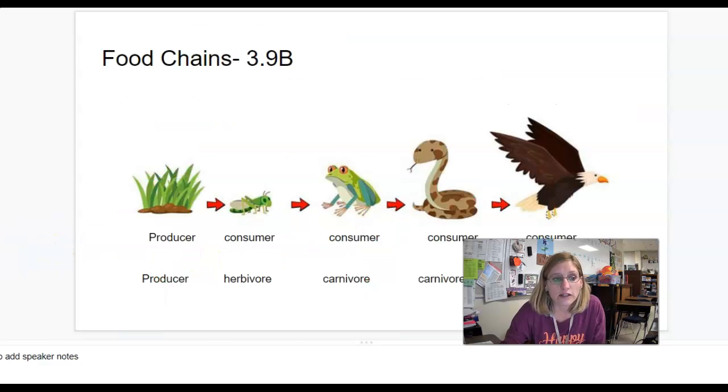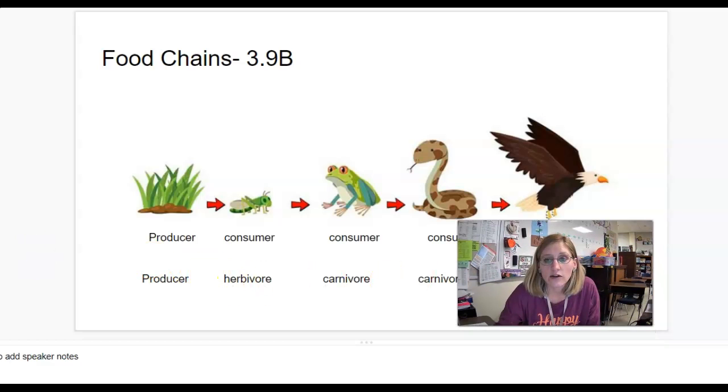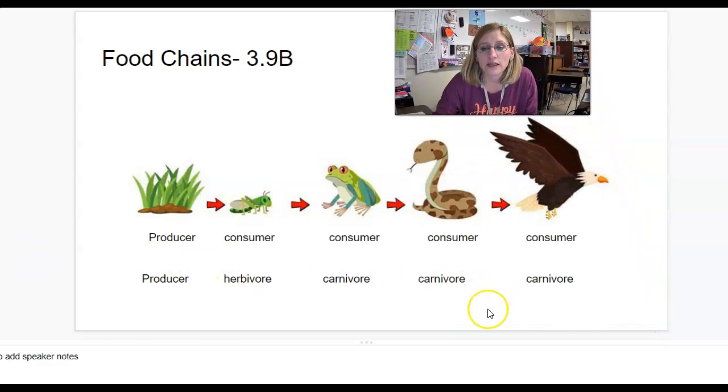Another thing that we're going to talk about is food chains. I know that we've been talking a lot about food chains lately, but in this food chain, what's something that's missing? What do you think it is? The sun. Absolutely. If you said the sun, you're 100% correct. We are missing the sun. We needed the sun in order to make a producer. A producer is any type of plant that makes its own food. It does this through photosynthesis, using the sun's energy.